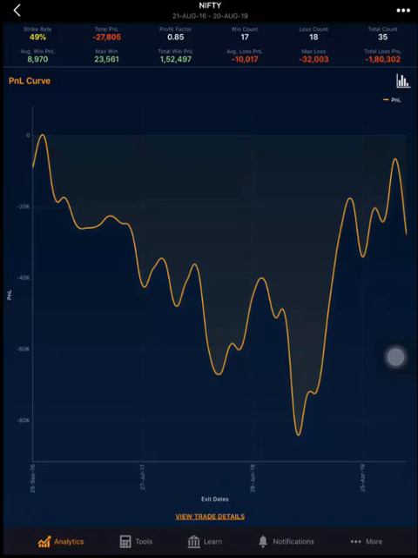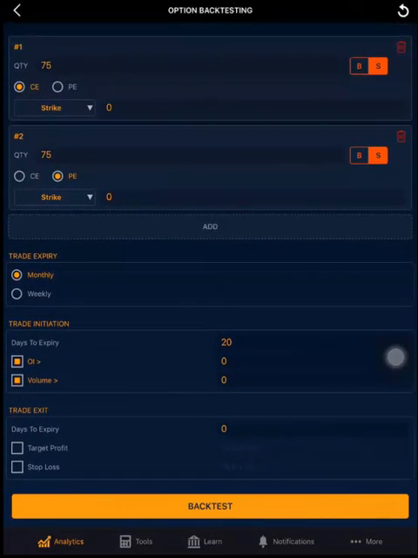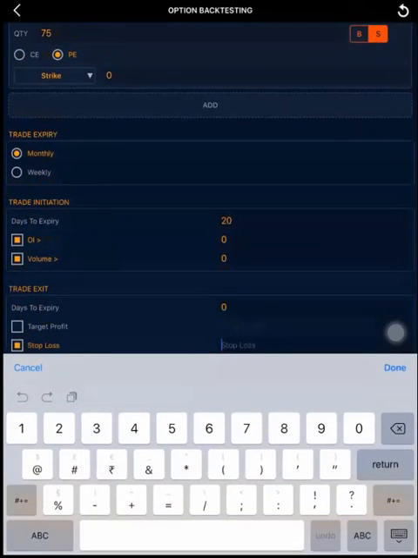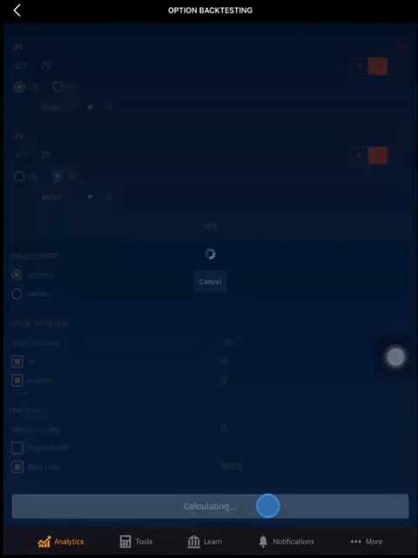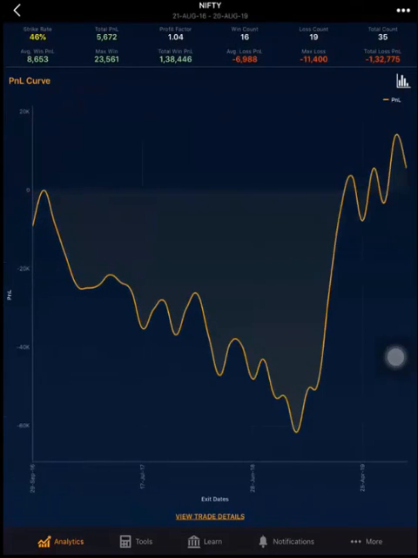Now I say, I don't want such a big loss. So I want to go and do the stop loss. So I say whenever the stop loss is, say, 8,000, exit. So I'm keeping stop loss as 8,000 and then I'm seeing the PNL.